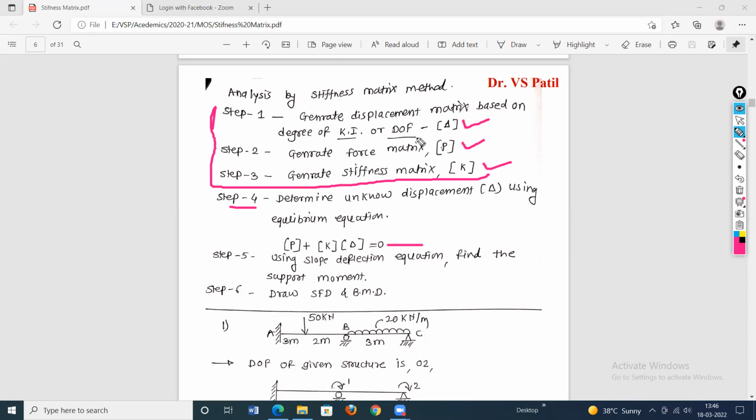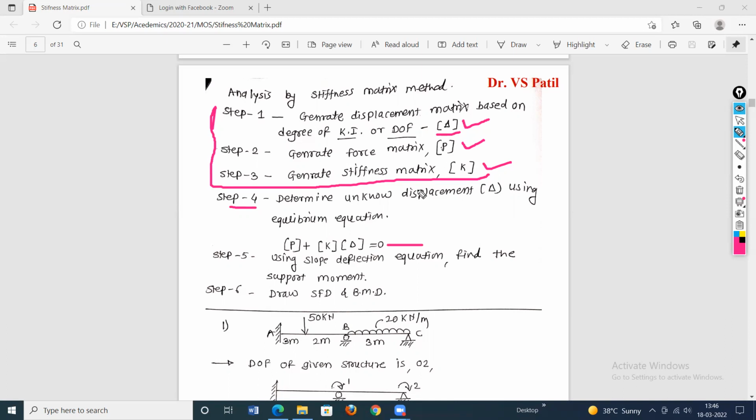So here the first step is generation of the displacement matrix. In the displacement matrix, first of all, determine the degree of freedom of the given structure. What the degree of freedom is, I will explain in the example itself. The elements in this particular matrix are the unknown displacements at the respective coordinates. That is the first matrix.